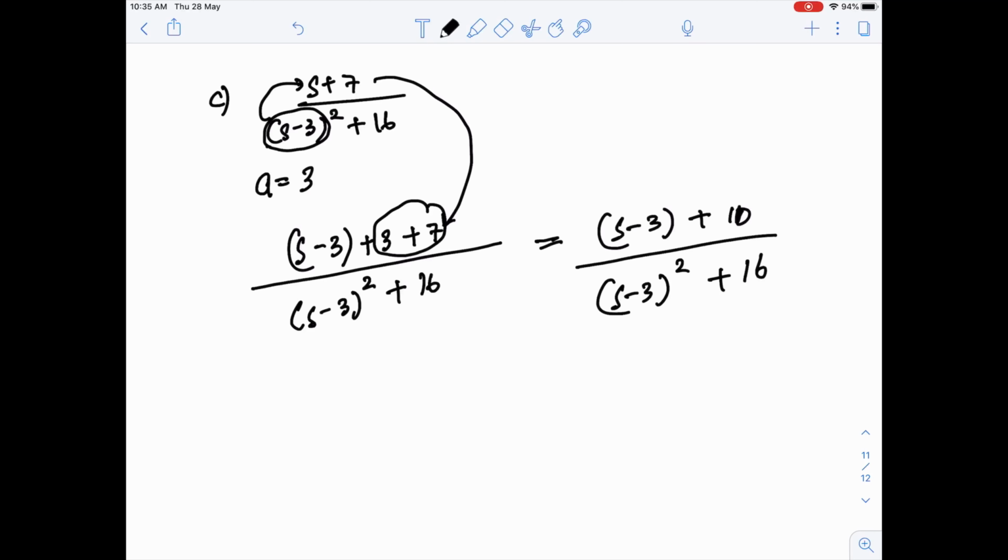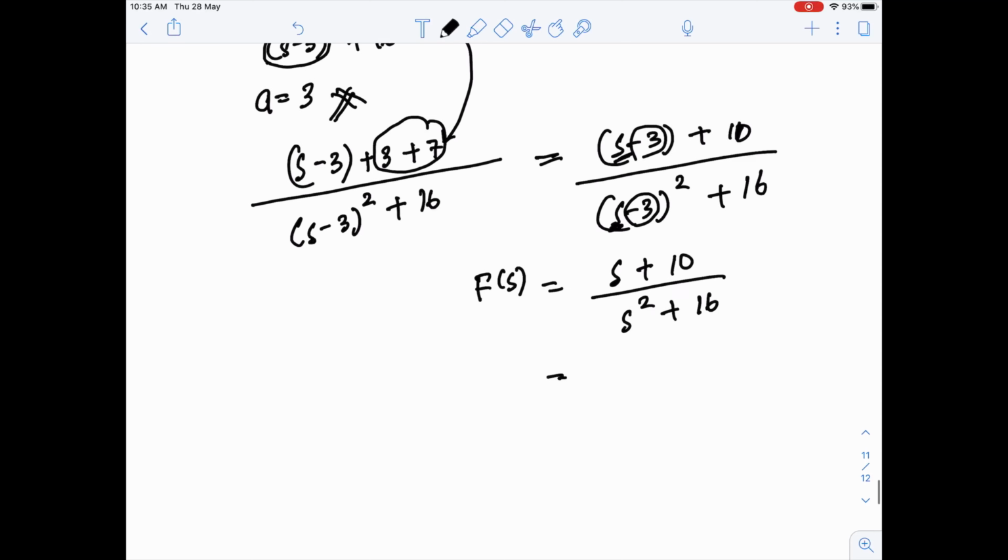So you will have s minus 3 plus 10 over s minus 3 squared plus 16. According to this question, all the terms having s, and then we have a here. So it's very simple. Now you know that your a is equal to 3, and your F(s minus a) is s plus 10 over s squared plus 16.